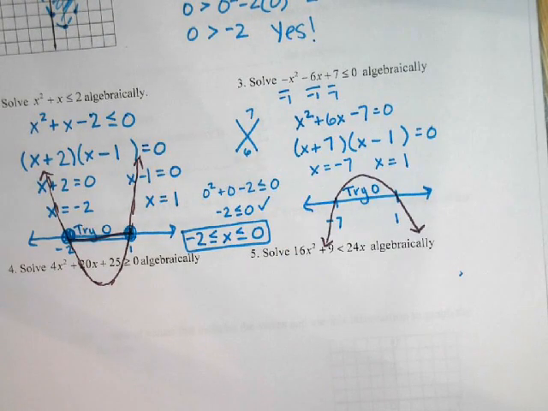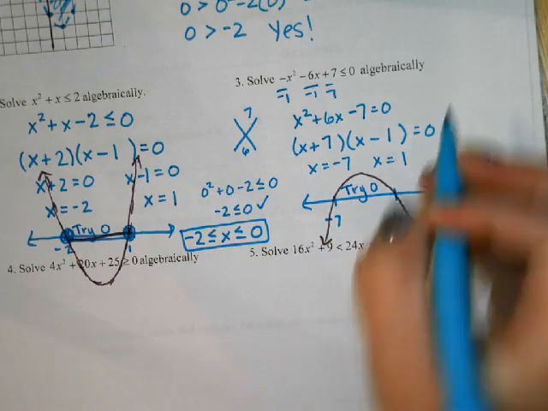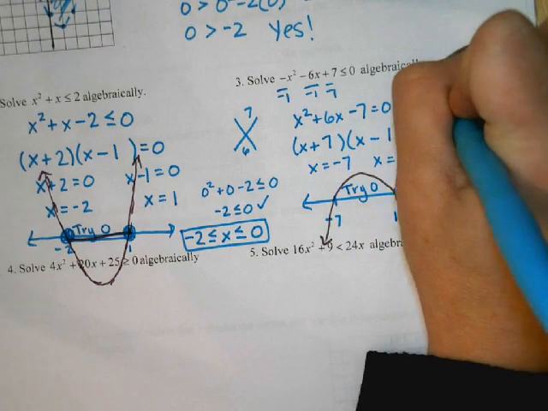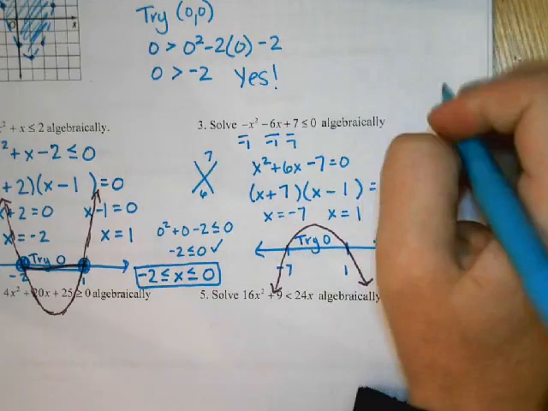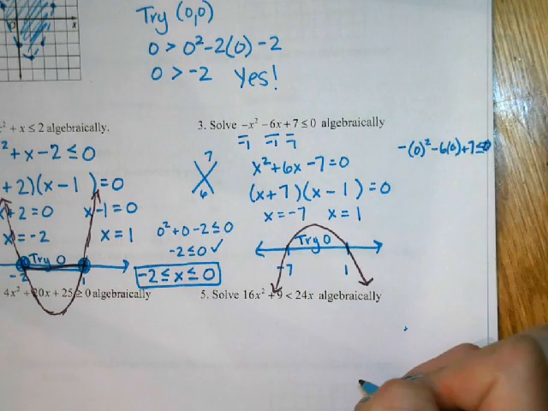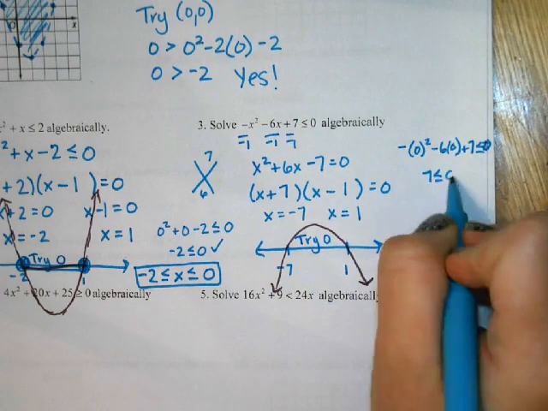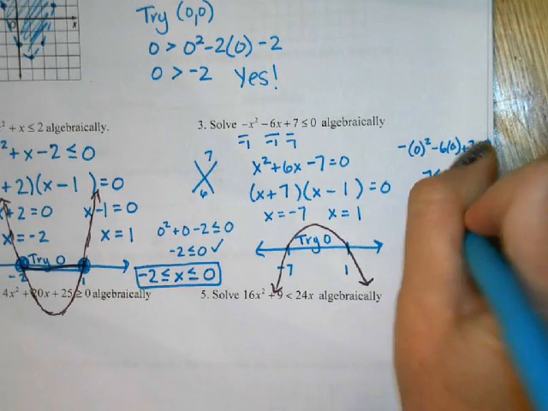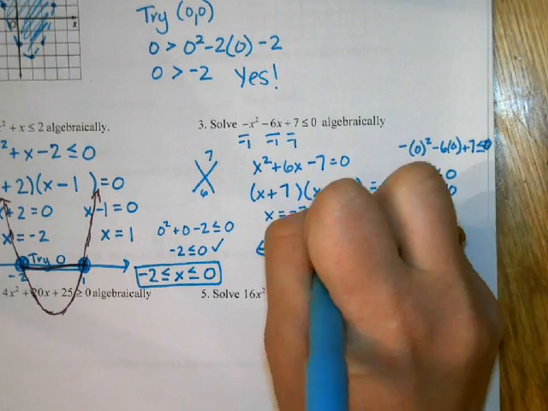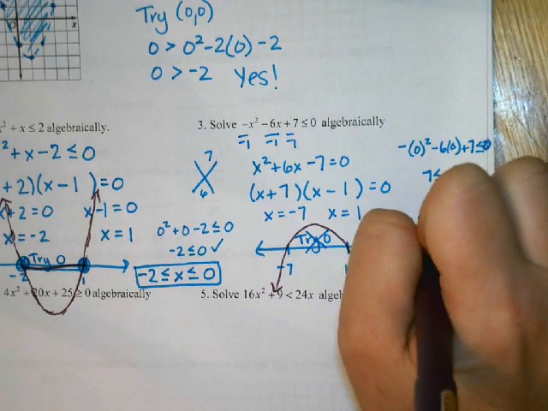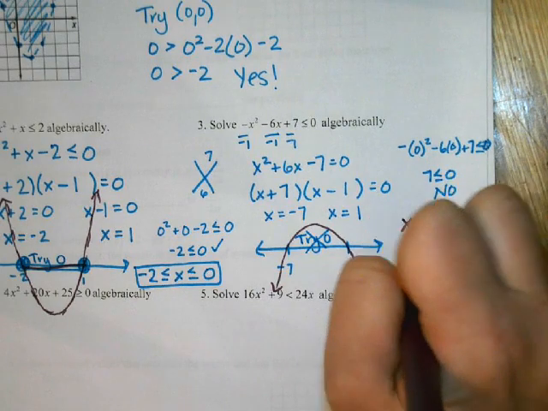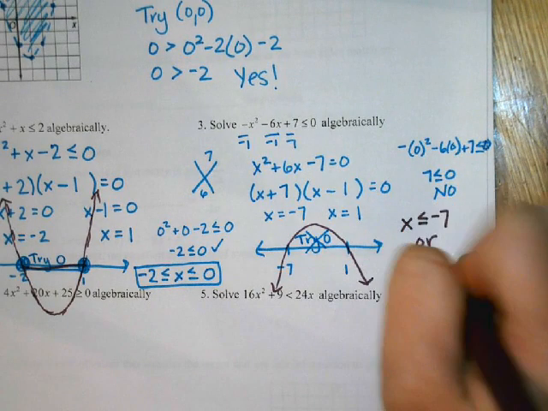So if I try 0, because 0 is between -7 and 1, is -0 squared minus 6 times 0 plus 7 less than or equal to 0? That's hard to see. I'm very sorry. Is 7 less than or equal to 0? No. So I don't want to be in the middle. I want x's that are smaller than or equal to -7, or x's that are bigger than or equal to 1.